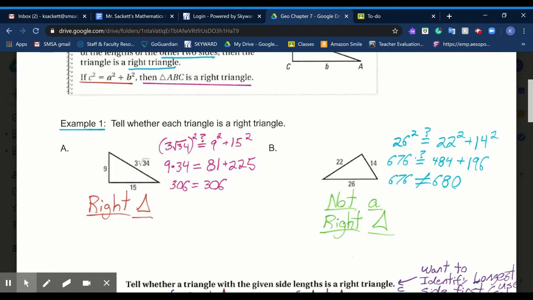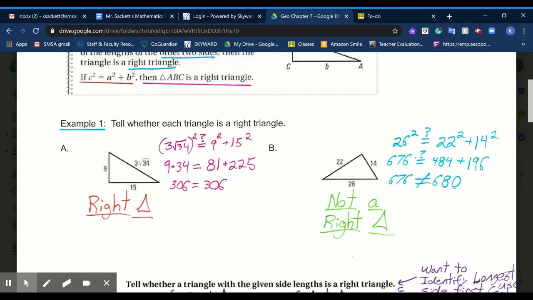So C squared equals, which we're going to check, A squared plus B squared. So that ends up C squared, 3 square roots of 34, 3 squared is 9, square roots of 34 squared is 34. So that's 9 times 34, or 306. On the other side, 9 squared is 81, 15 squared is 225, add them together, and we have 306. So if it ends up equal on both sides, then it is a right triangle.